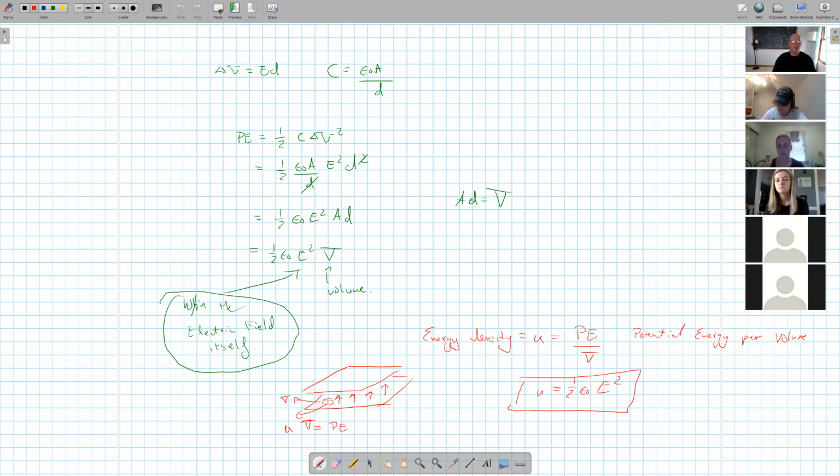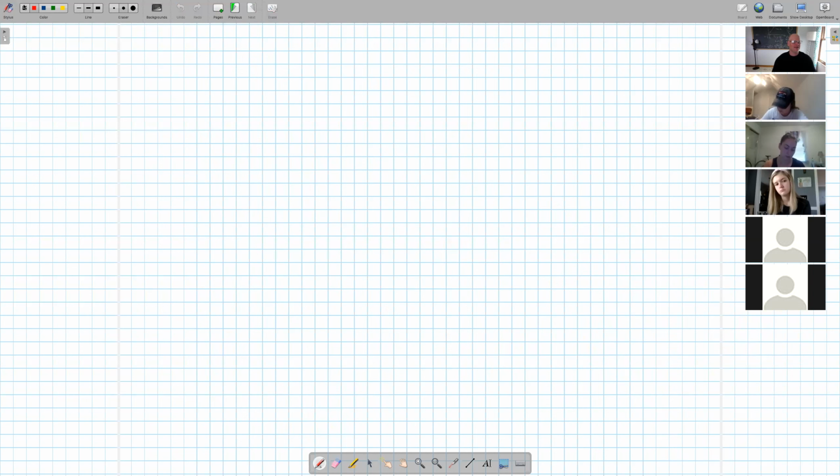So I'm going to talk about one more thing, and then we'll do an example using this. Last thing I'm going to talk about is that thing I mentioned earlier, which is what's known as a dielectric. Let's talk about dielectrics. So what's a dielectric? A dielectric is a way to increase the capacitance of a capacitor.